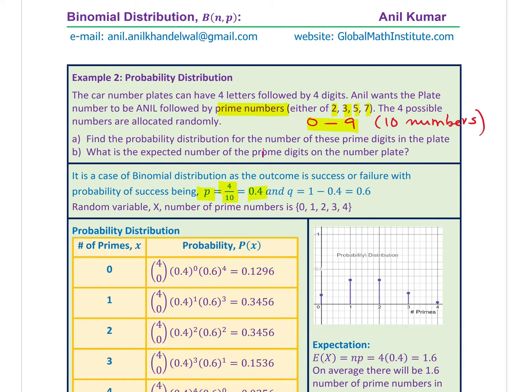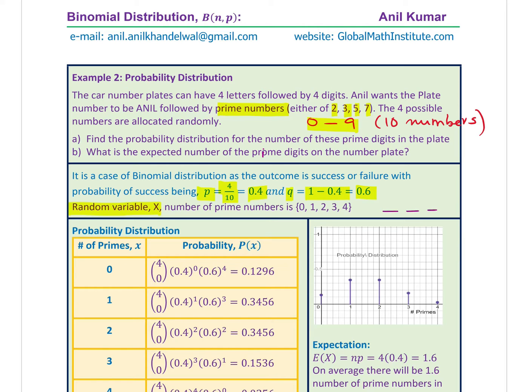So once you get the success, we know the failure probability is 1 minus p, which is 0.6 in this particular case. Now, let us see how we define the random variable x. We're looking for the prime numbers 2, 3, 5, or 7, and we have four places to fill.